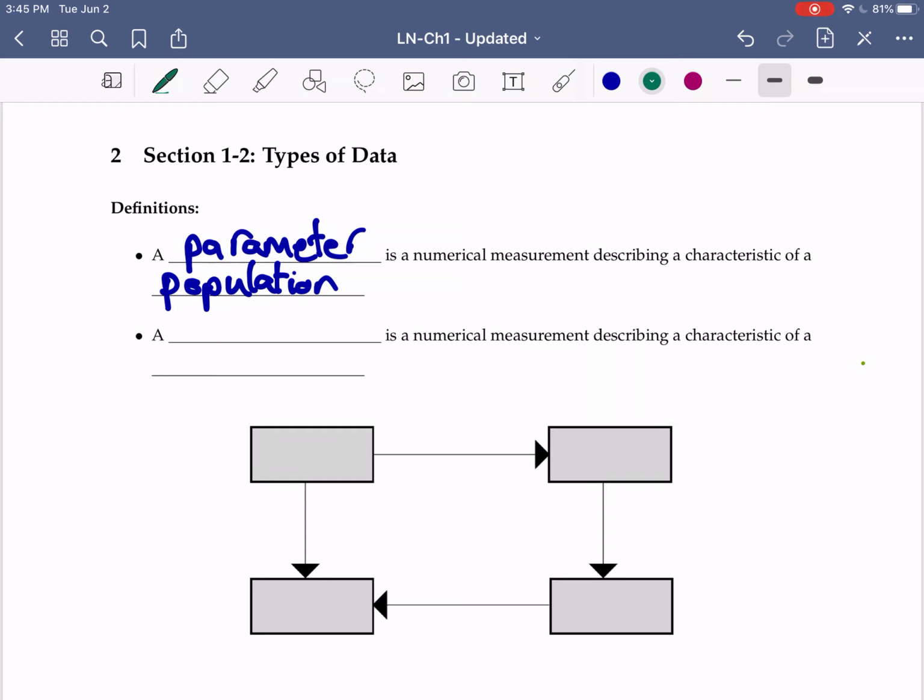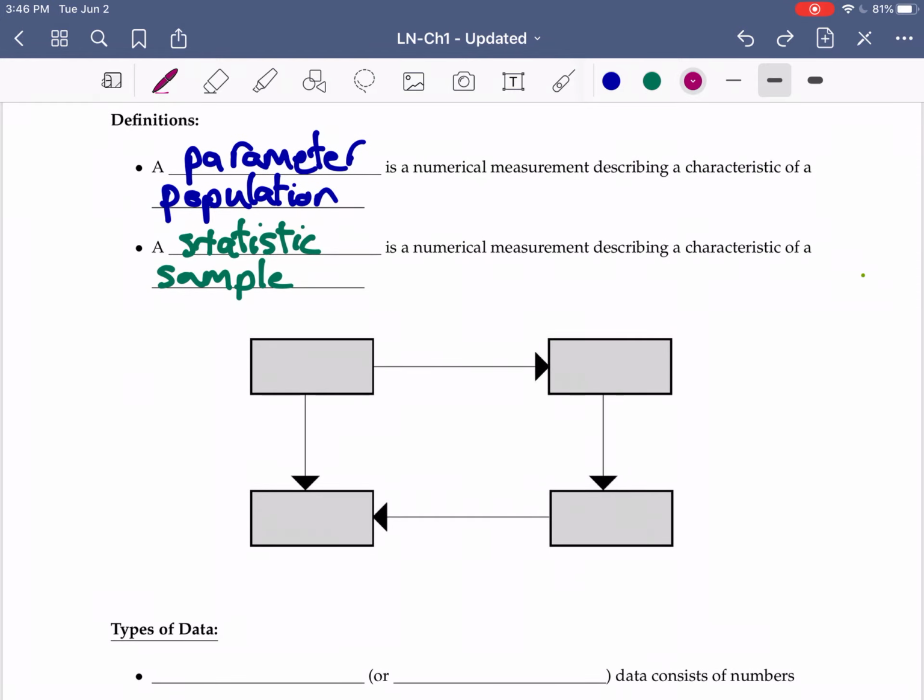But we also might be interested in or get a statistic, which is a numerical measurement describing a characteristic of a sample. Now remember, a sample is a subset of a population. You have some alliteration going on here. Parameter is describing a population. You have a statistic describing a sample. Right? So we have that happening here.